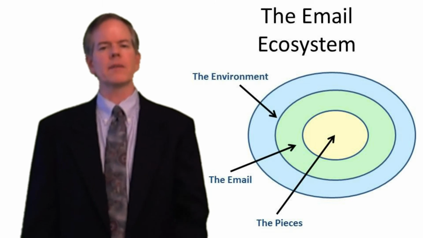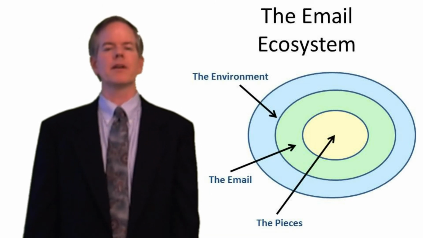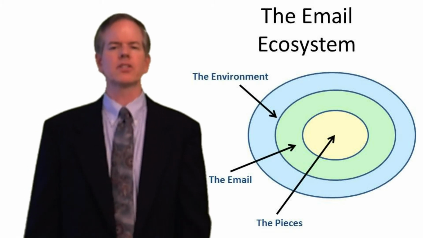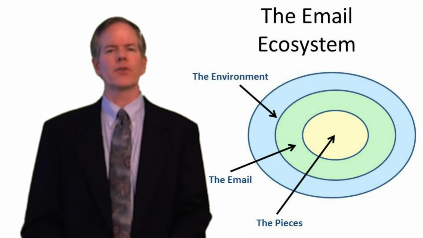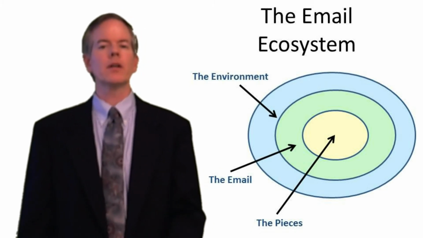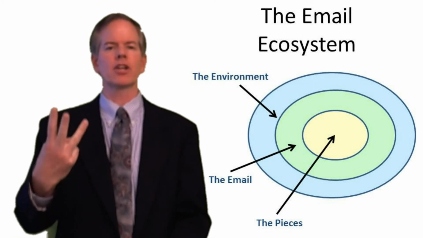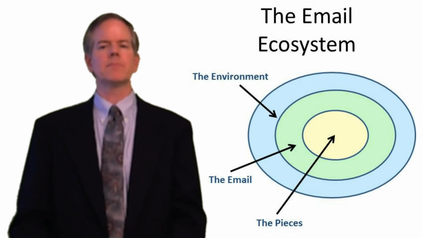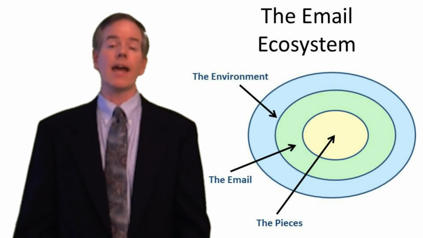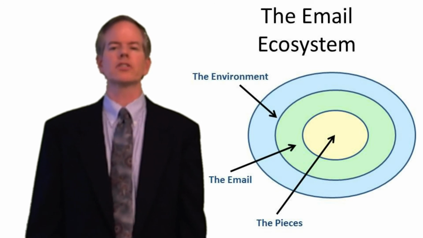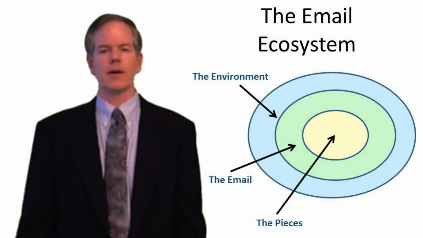The final part of the email ecosystem fits inside of the email circle, and it's called the pieces. This is where we get down to the nitty-gritty of your actual email. Your email is made up of three pieces: the subject line, the body, and the closing. Each of these pieces leads up to the next, and if you do it right, they'll all work together to get your message across to the receiver of your email.